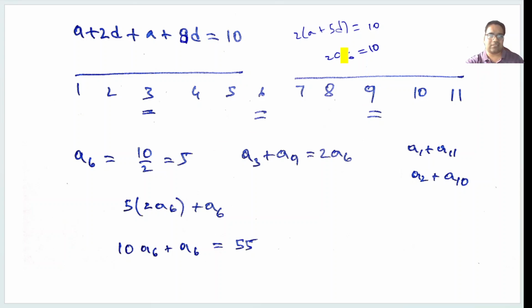So what is our a6 now? 2 a6 equals 10, since the sum of the third and ninth is 10. So a6 is actually 5. The middle term is actually 5. The value of the middle term is 5.